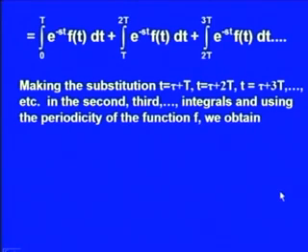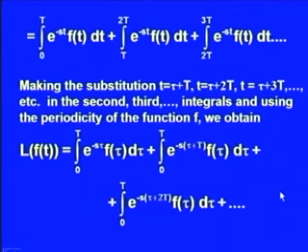and use periodicity of the function f to obtain L of f t equal to the integral from 0 to T of e to the power minus s tau f tau d tau plus the integral over 0 to T of e to the power minus s tau plus T into f tau d tau. Here, when you substitute t equal to tau plus T using periodicity of the function f, f of tau plus T will be f tau, e to the power minus s t will become e to the power minus s tau plus T, and dt will become d tau.